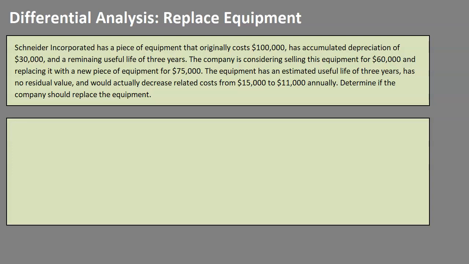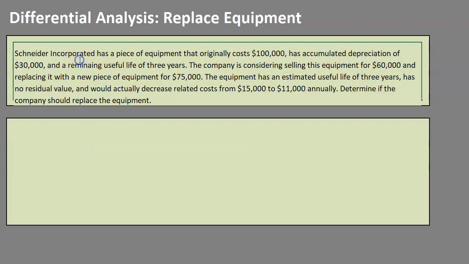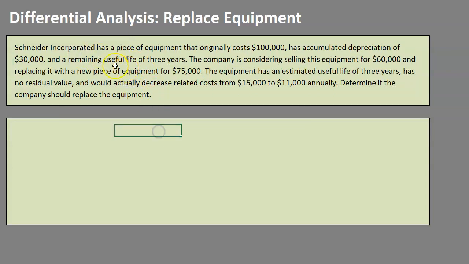We see here that the company is considering selling their old equipment for $60,000 and replacing it with a new piece of equipment for $75,000. It also says that the equipment has an estimated useful life of 3 years, so that's good because it actually kind of mirrors what we're seeing before with the old piece of equipment. The old equipment had a useful life of 3 years. The new equipment has a useful life of 3 years, so it's going to be for the same amount of time. This new equipment has no residual value, so we're not going to be able to get any money at the end of its life.